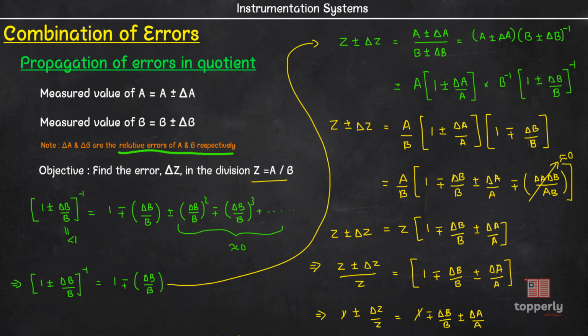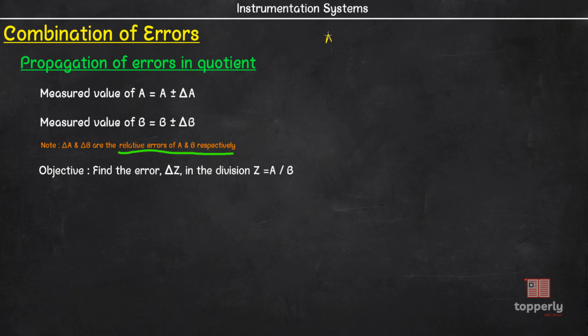Cancelling out these ones, we can write ±ΔZ/Z equal to ±ΔA/A ∓ ΔB/B, or simply ΔZ/Z equal to ΔA/A + ΔB/B. Note that ΔZ/Z, ΔA/A and ΔB/B are the relative errors in the values Z, A and B respectively.